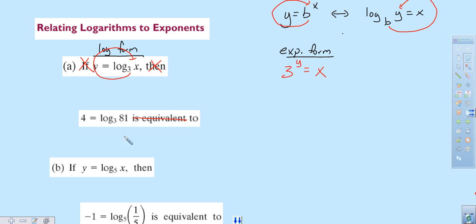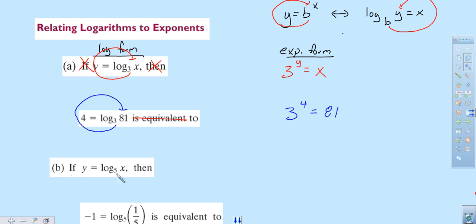But go ahead and hit pause, do these next three, and then compare your answers with mine. So you start at the base, you swing around, come to 81. So this is 3 to the 4th is equal to 81.